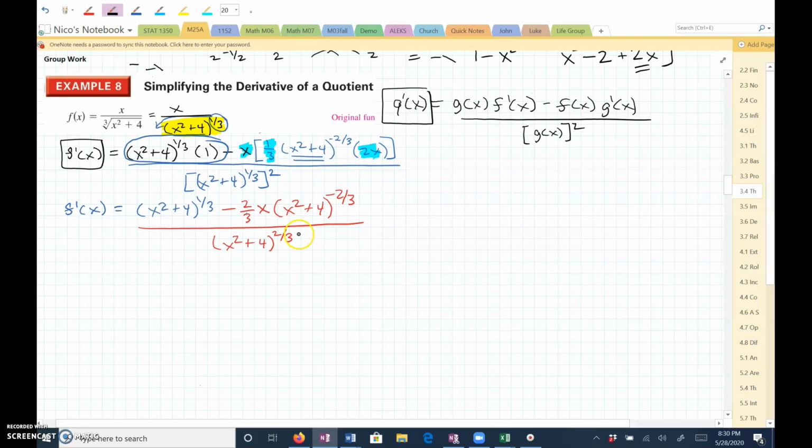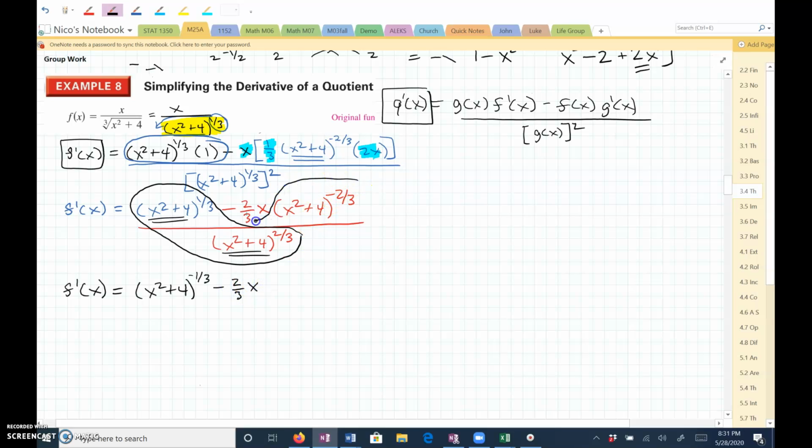Next I can divide here. Notice right there, I have like bases. So when I divide by like bases, I subtract the exponents. So 1/3 minus 2/3 would be negative 1/3 minus 2/3 x. Now I'm going to divide this way. Again, when you divide like bases, you subtract the exponents. So negative 2/3 minus 2/3 would be negative 4/3.